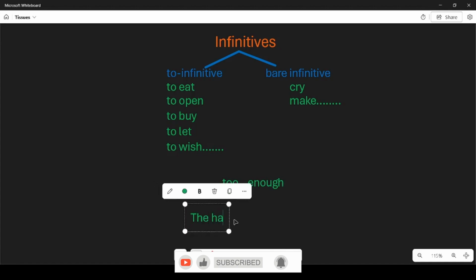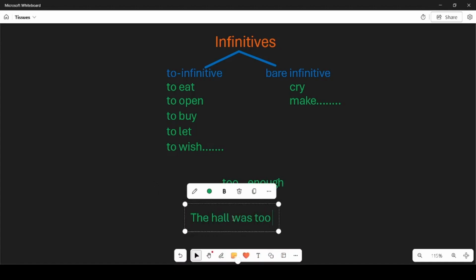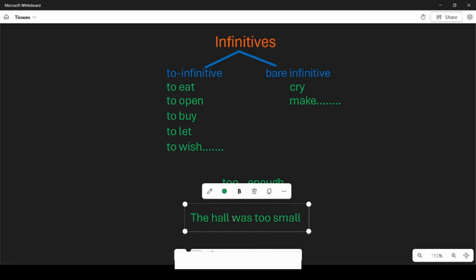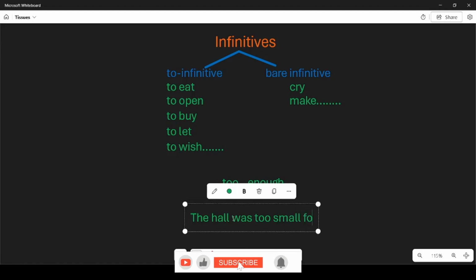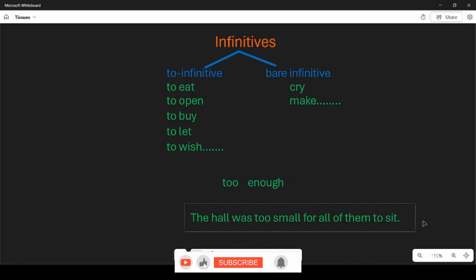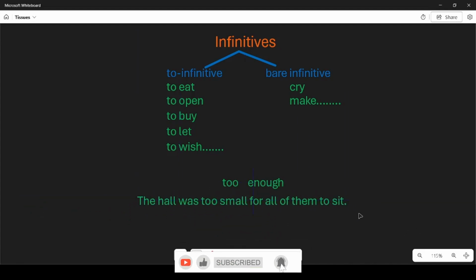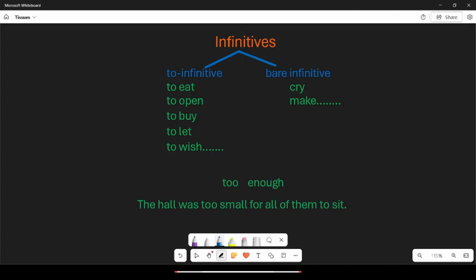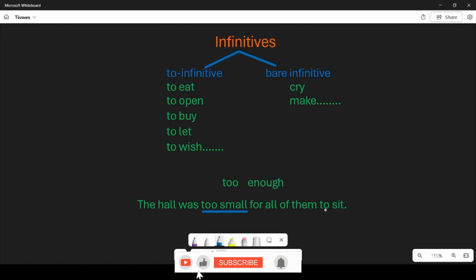So let's write the sentence we just said. The hall was too small for all of them to sit. So this is the sentence we just said. The hall was too small for all of them to sit. Over here we have "too small" and we have "to sit." So we will be discussing this.